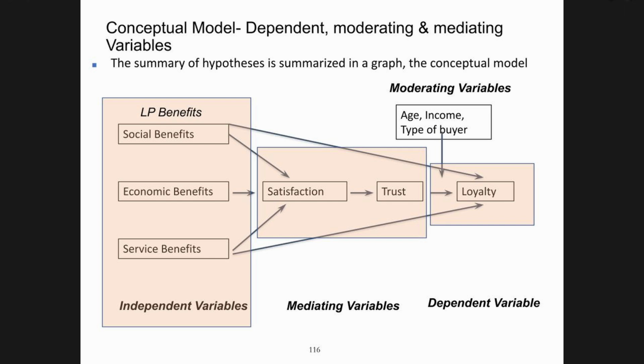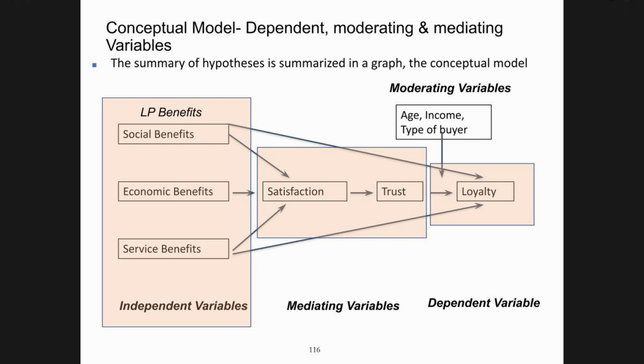The benefits can have a direct effect on the dependent variable, or an indirect effect via the mediating variables, satisfaction and trust. And we have the moderating variables, for example, age, income, type of buyer. So for example, for the platinum customer, so the higher the tier in the loyalty program, the higher should be the impact of satisfaction on loyalty, or of loyalty benefits on loyalty. Or the higher the age, the lower should be the impact of these benefits on loyalty.